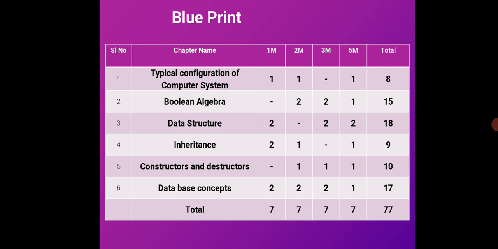Constructors and Destructors, here 2 marks 1 question, 3 marks 1 question, 5 marks 1 question. Here also 10 marks for your annual examination. Database Concept, 1 mark 2 questions, 2 marks 2 questions, 3 marks 2 questions, 5 marks 1 question, total 17 marks for this exam. But for your annual examination, 12 marks from Database Concept. Totally 77 marks is there.